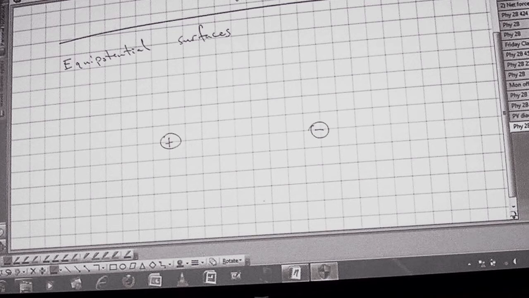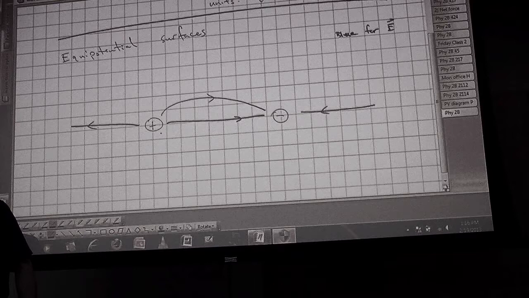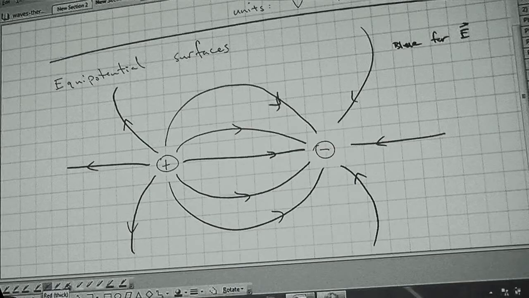So we did this in lab, but if you have charges, let's just make how about a plus and a minus? 2-point charges. The electric field lines, what should I use? Blue? Go from the positive to the negative. And how about our equipotential surfaces?